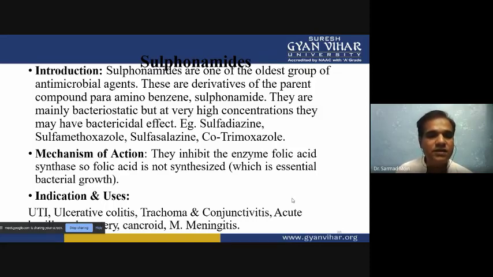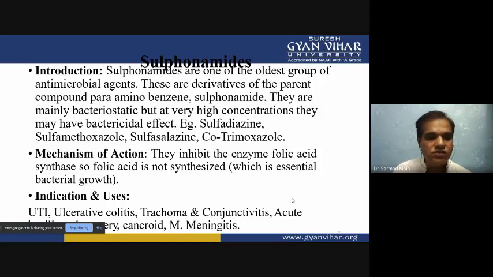So that's why the bacterial growth will not be there, and it will work as a bacteriostatic. Okay, so the folic acid will not be synthesized, because the enzyme which is required in folic acid synthesis will not be allowed to synthesize the folic acid, so that the bacterial growth will be inhibited.